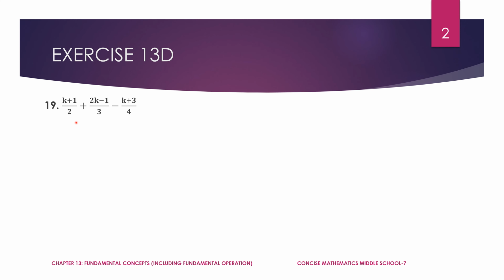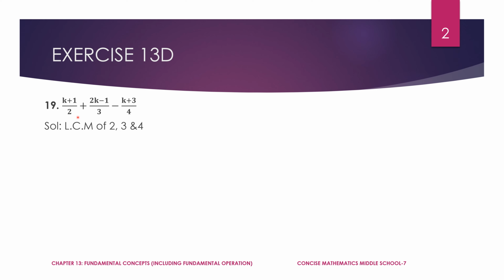(k + 1)/2 + (2k − 3)/3 − (k + 3)/4. Here we are going to add three algebraic fractions, right? So how do we add algebraic fractions? First of all, take the LCM of 2, 3, 4 because the denominators are different. All three are different numbers.